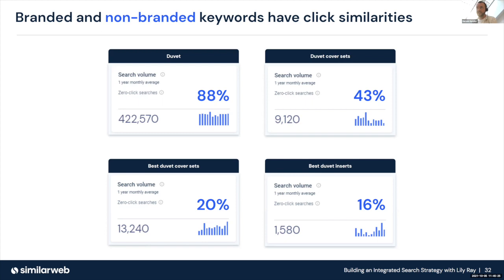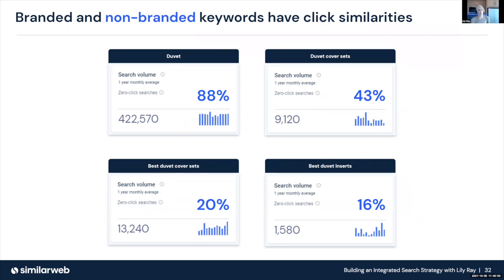Whereas when you look at things like duvet cover sets on the top right-hand side, it's 43% zero click. It's actually a much better keyword to rank well for because people are more likely to go and click on your website. So looking at just search volume alone isn't very effective when you're doing keyword research. It's making sure we're thinking of user behaviors, and wherever we can, we're looking at metrics like zero click. Anything else to add, Lily?